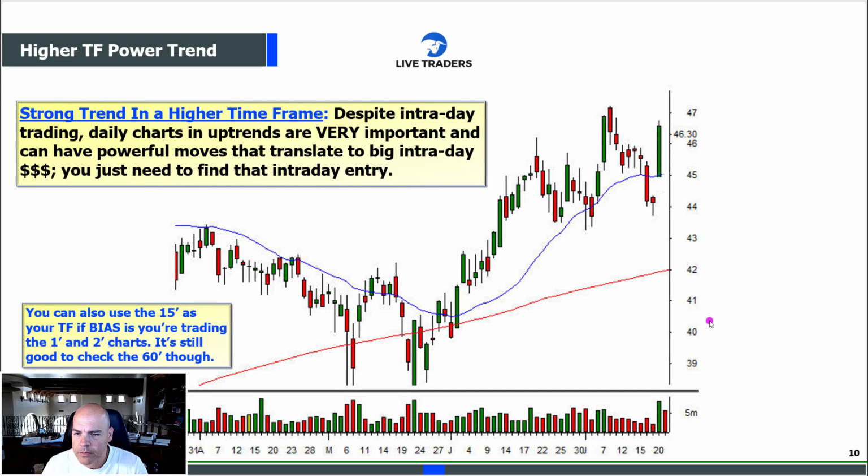Okay? So, gap up on this in a power trend. Despite intraday trading, daily charts and uptrends are very important and can have powerful moves that translate into big money, right? You just need to find the intraday entry, which we'll talk about shortly. Don't worry, I'm going to put it all together.